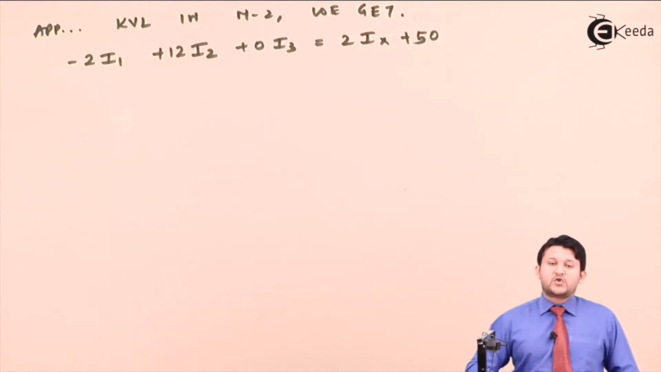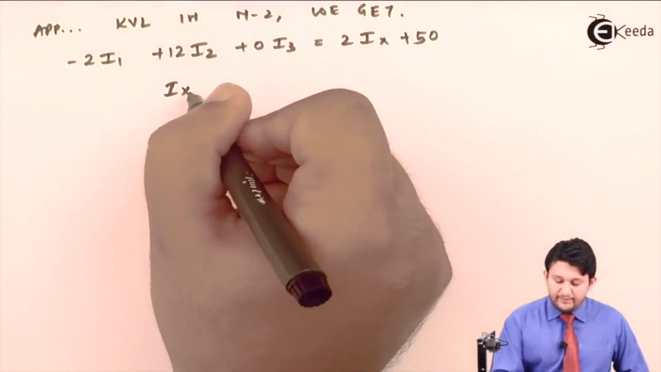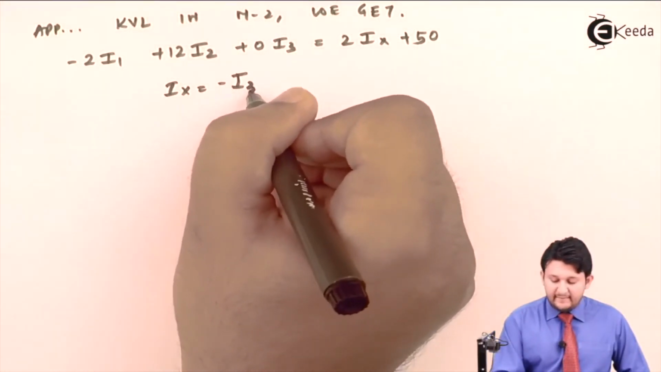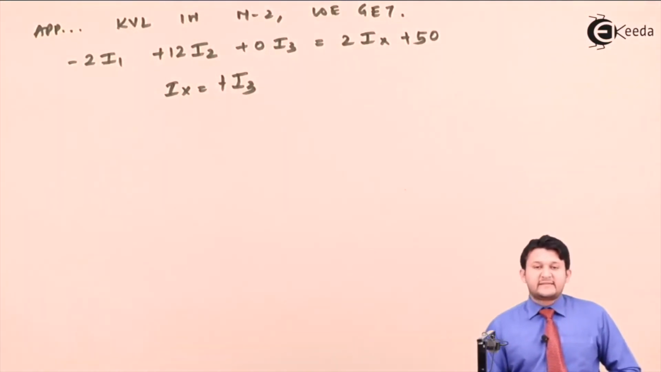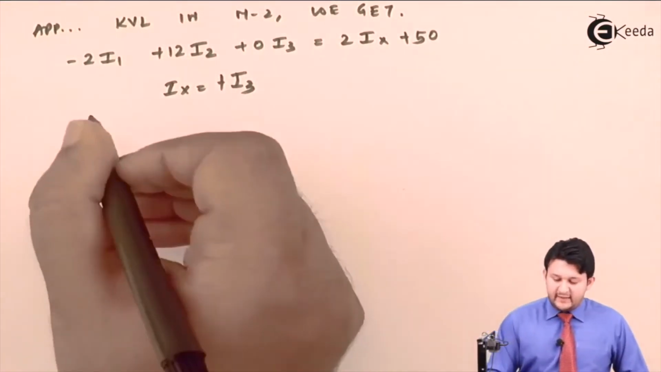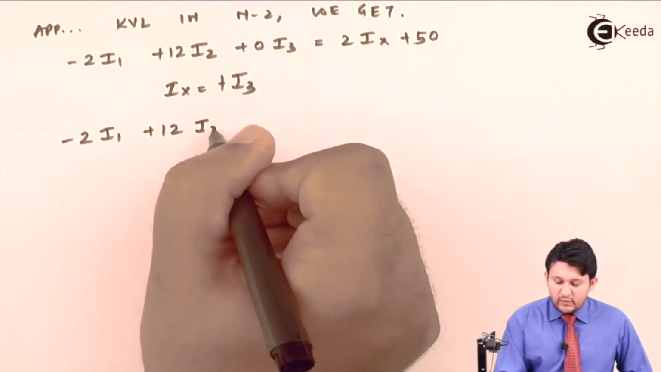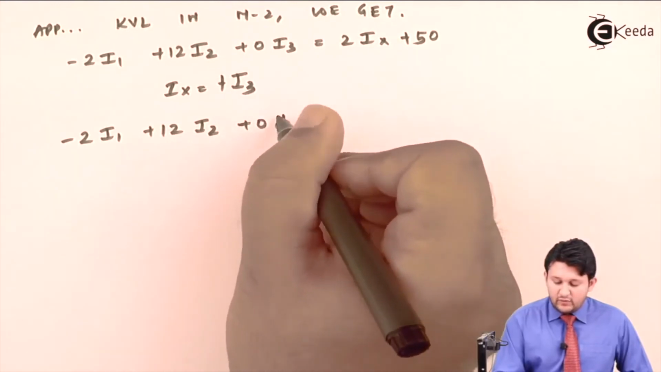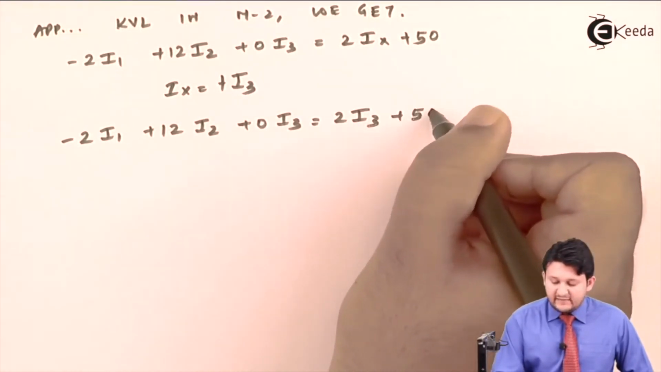It depends. So observe the network carefully. If you observe the network carefully, your Ix is equal to I3. And the direction is same, so it is plus. So wherever you will be getting Ix, my dear friend, put down equal to I3. So here this will be minus 2I1 plus 12I2 equal to 0I3. This will be 2I3 plus 50.